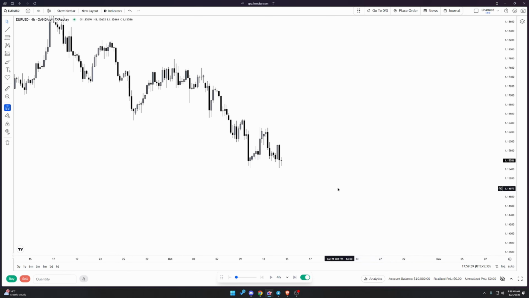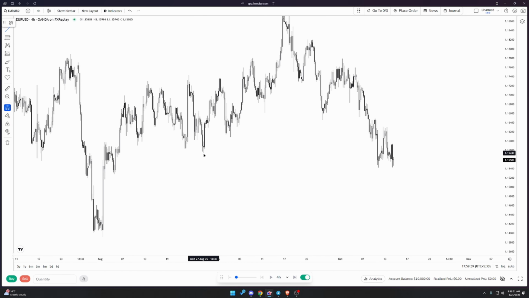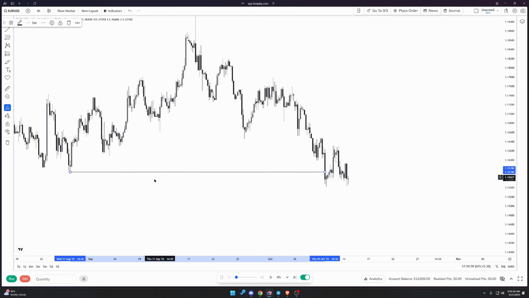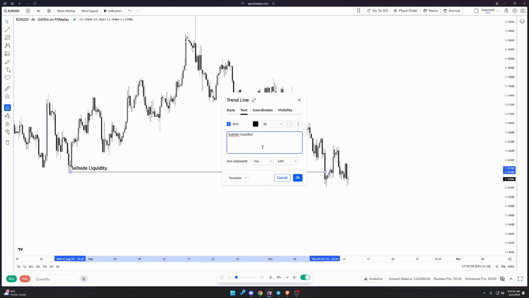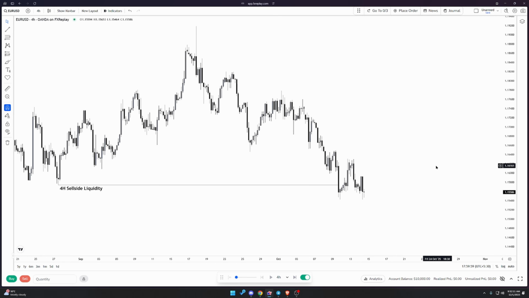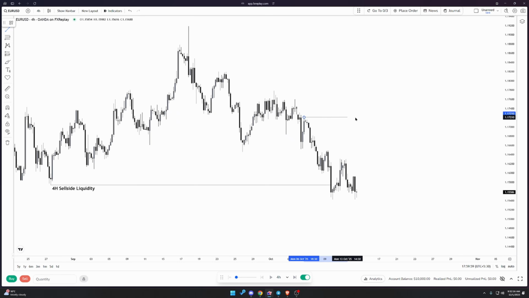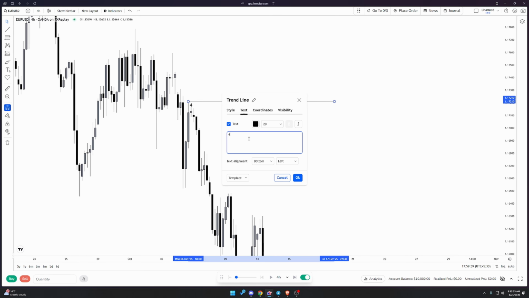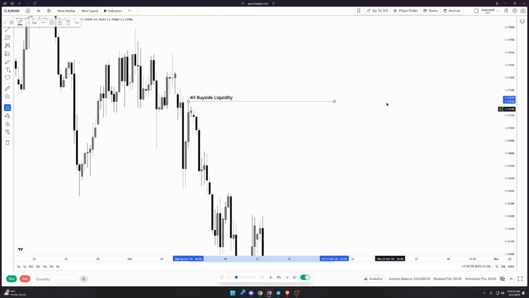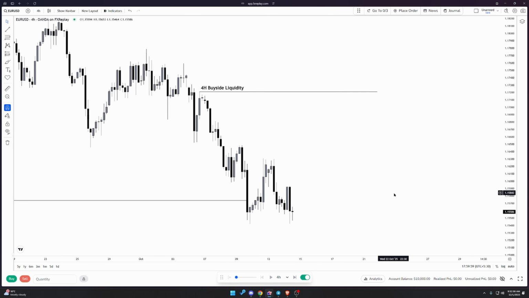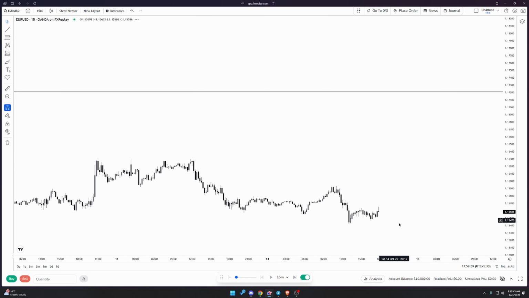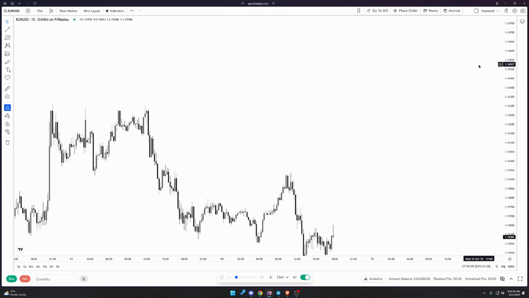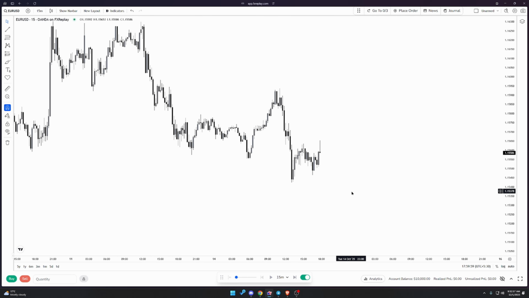So coming onto the charts, the first thing we have to do is mark out 4-hour liquidity levels. So here you can see that 4-hour sell-side liquidity is already swept, so we know that the price will move upwards. So you can see this 4-hour high, which I will mark as our 4-hour buy-side liquidity. And we expect price to move upwards and sweep this buy-side liquidity. So now let's drop down to 15-minute time frame and I will show you what exactly you have to do.